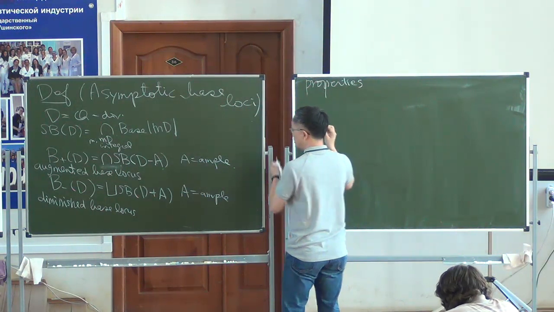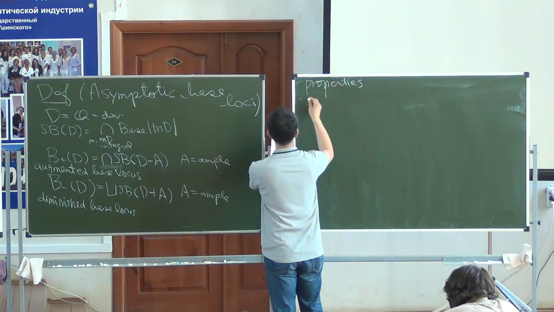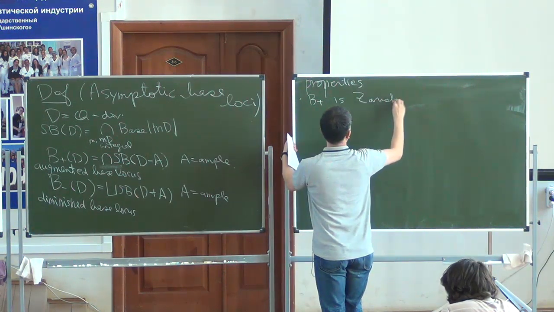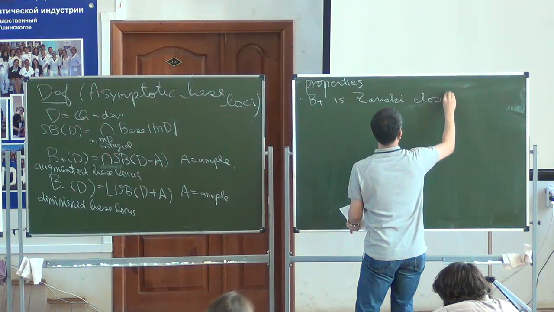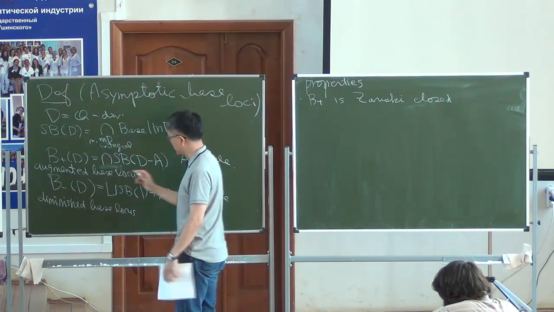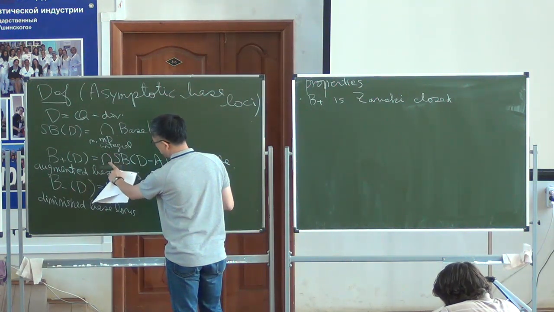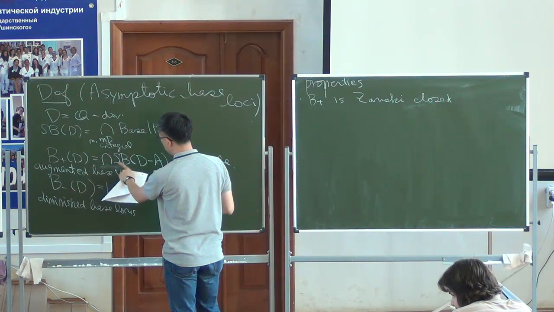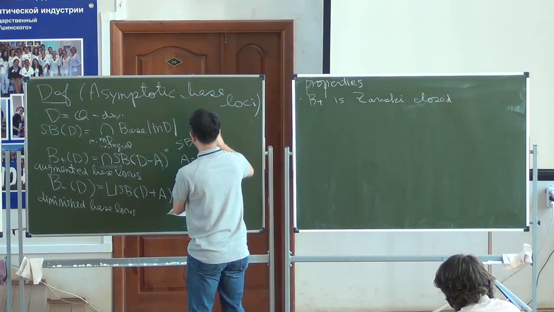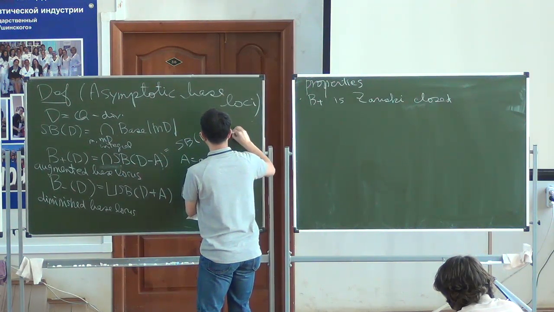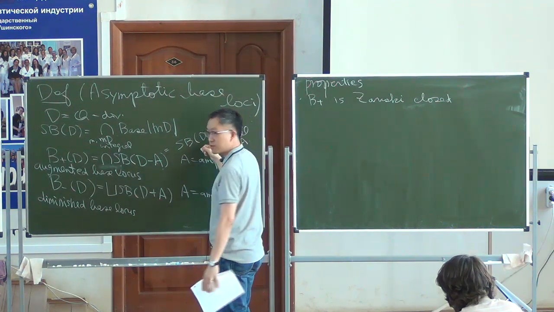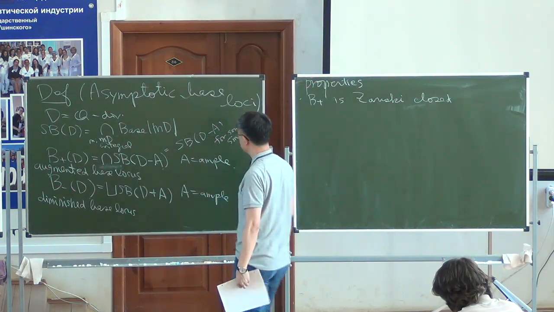So there are actually many properties, and I mention only a few. B plus is Zariski closed. This means it only has finitely many components. Actually we took the intersection over infinitely many ample divisors, but this is equal to D minus A for some small ample A. So you can just fix an ample divisor here.